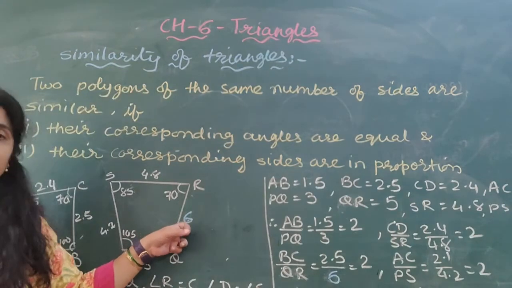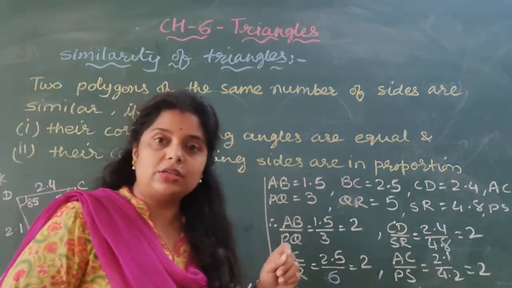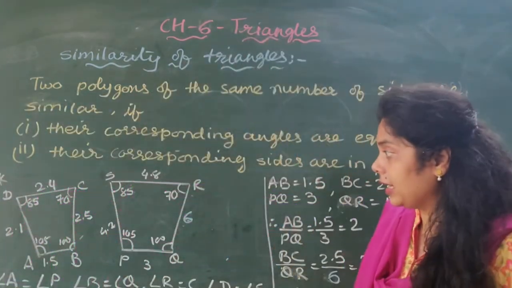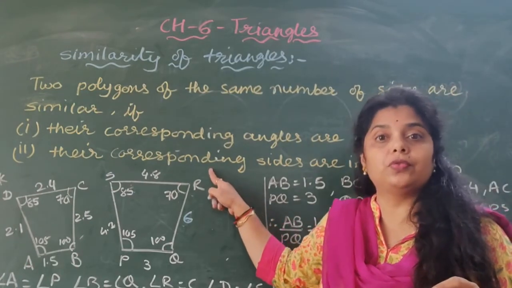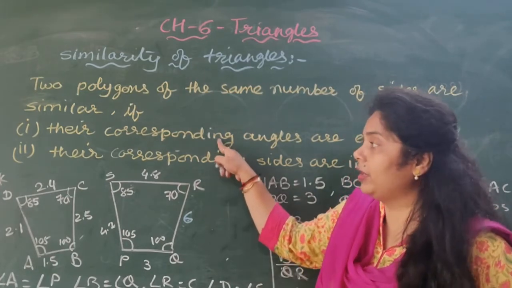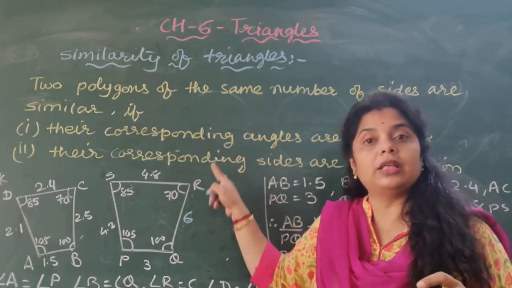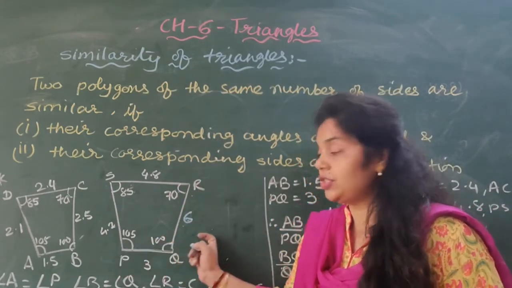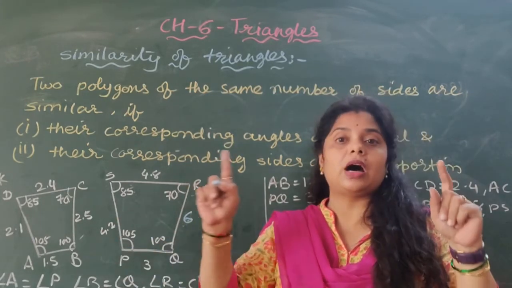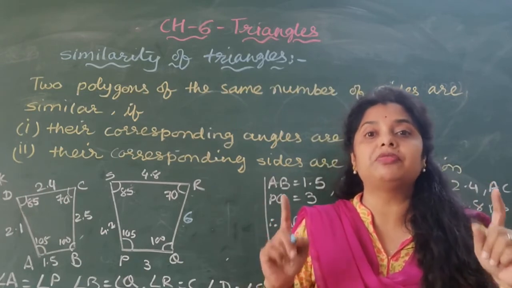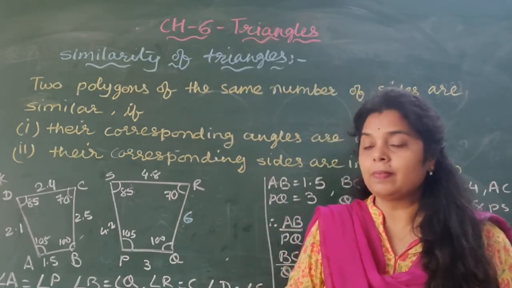So if we change the figure, we get that the second condition is not fulfilled. Only one condition is fulfilled, and therefore, after changing the value, these given figures are not similar figures. Is it clear? Okay.